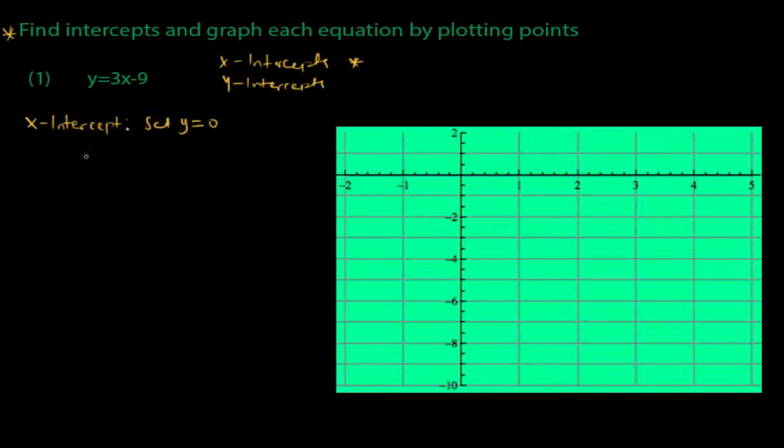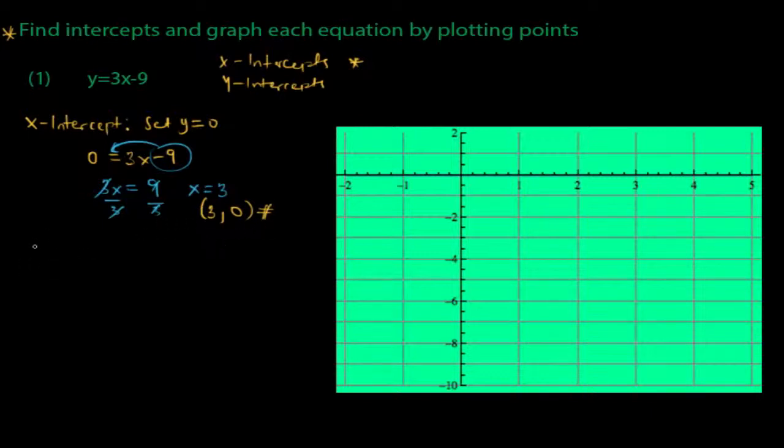So what we have is 0 equals 3x minus 9. And then we solve for x. We collect like terms, so we bring this to this side here. Then we have 3x equals 9. When we divide both sides by 3, we have x equal to 3. So the coordinate is x equals 3 and y equals 0. This is our x-intercept.